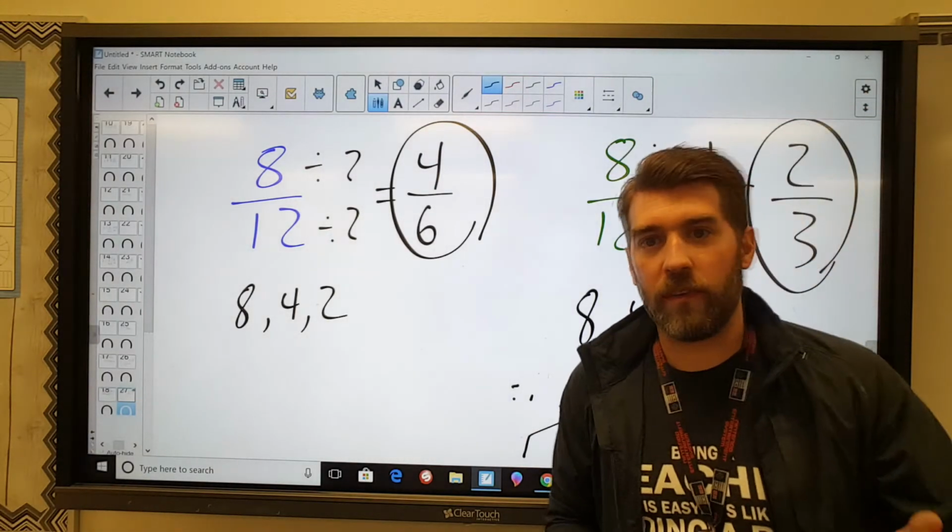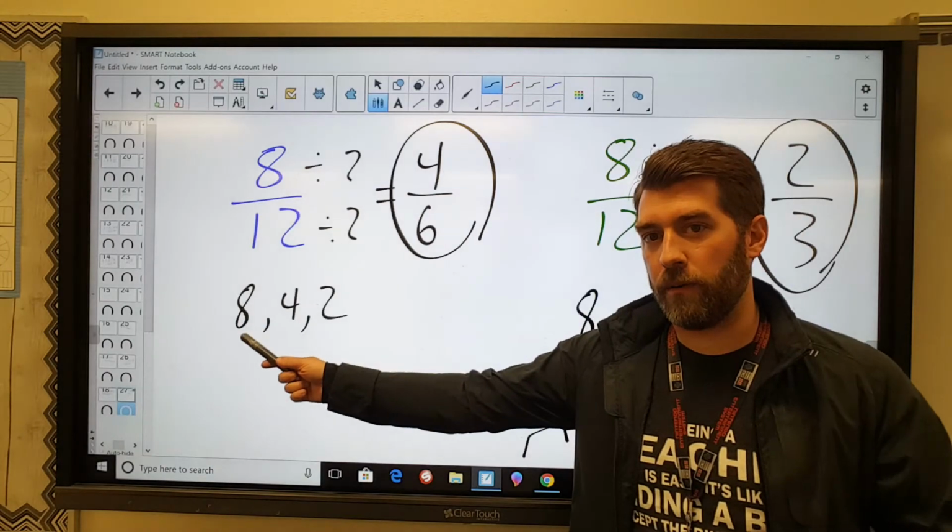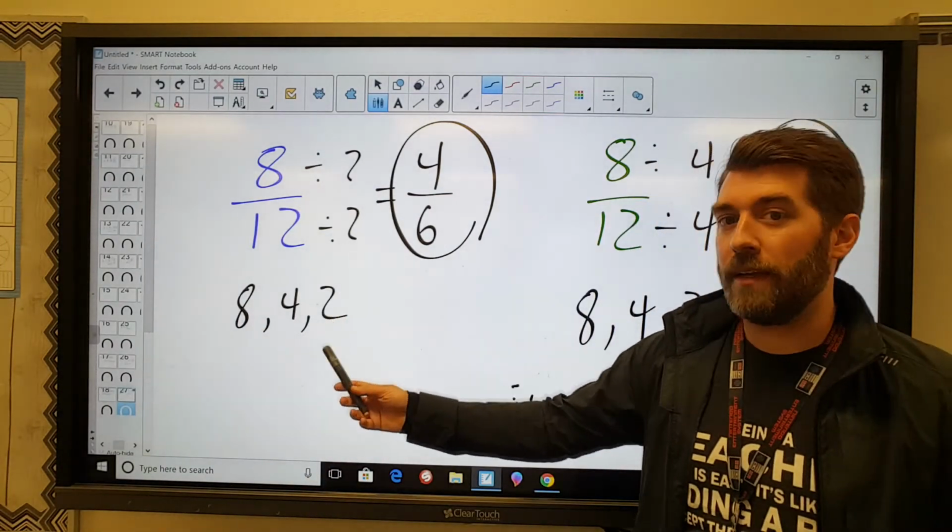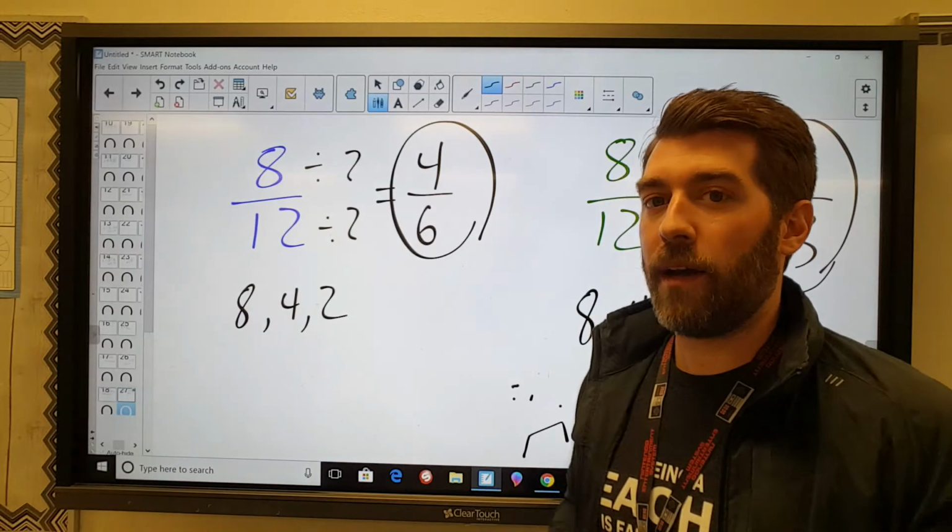So something to remember, this is why we start with the largest number. Because if I start with the smallest number, yes, I might be able to reduce it, but it might not be in lowest terms, right?